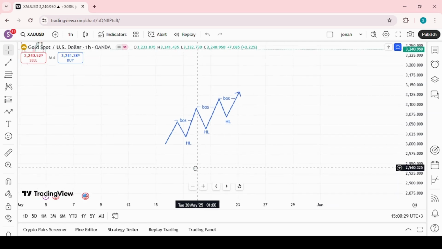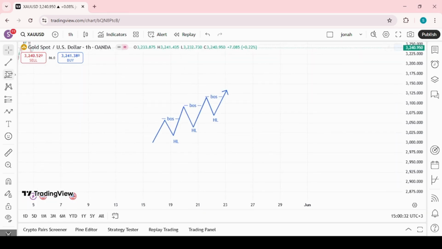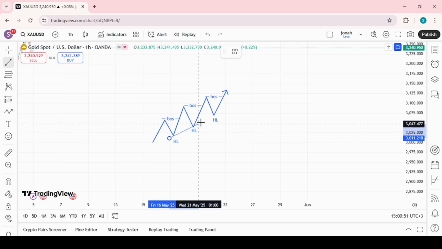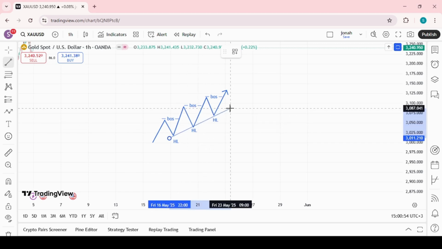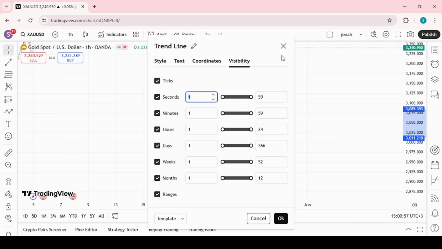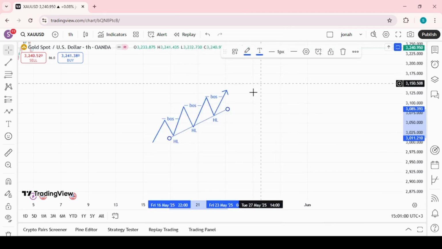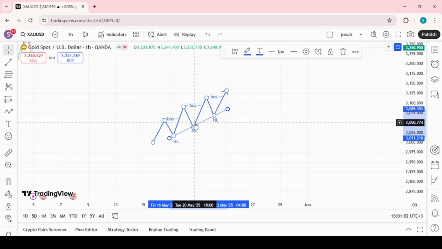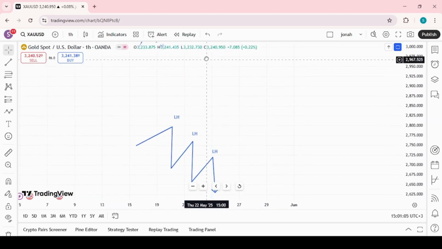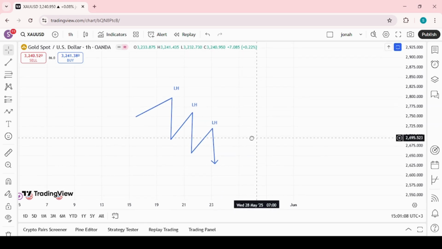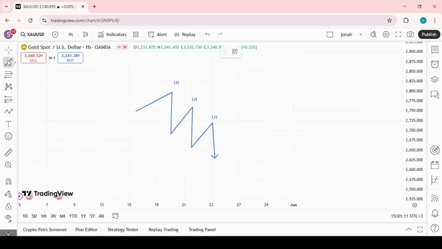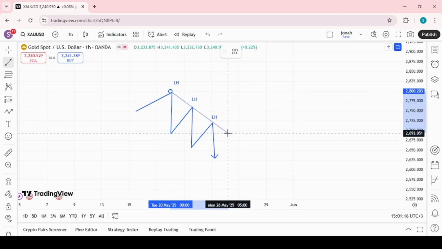When marking my structure, let me say we are using a trend line, we make sure that we draw our trend line. For the case of an uptrend, we shall have our trend line touching the higher lows. Our trend line will be touching these higher lows. And for the case of a downtrend, we shall have our trend line touching the lower highs.